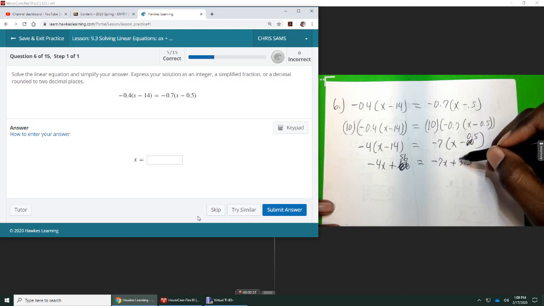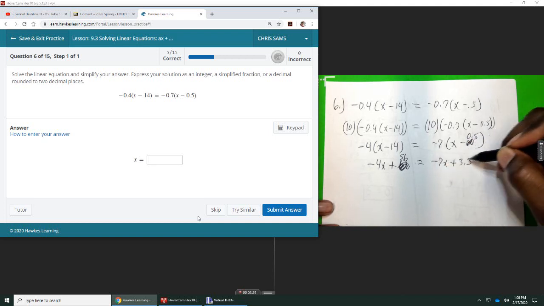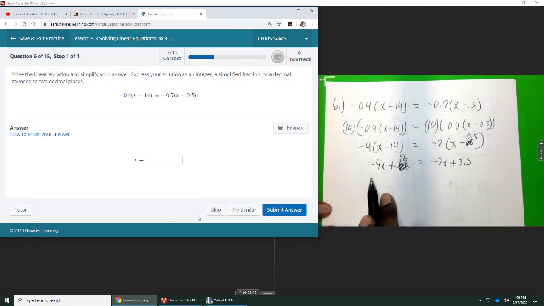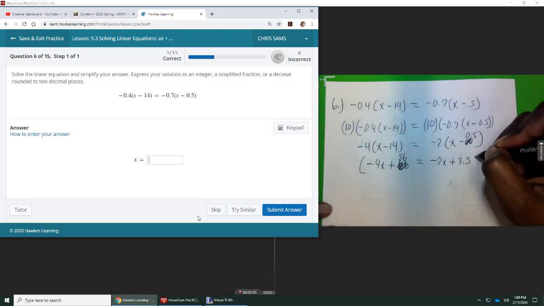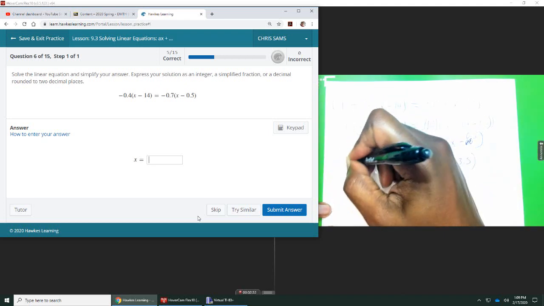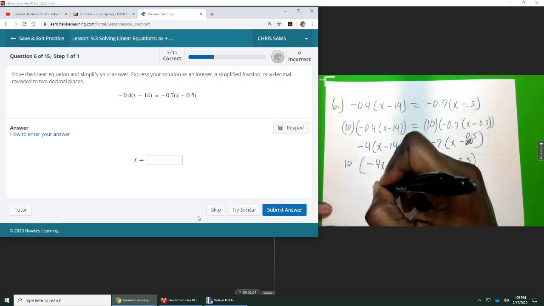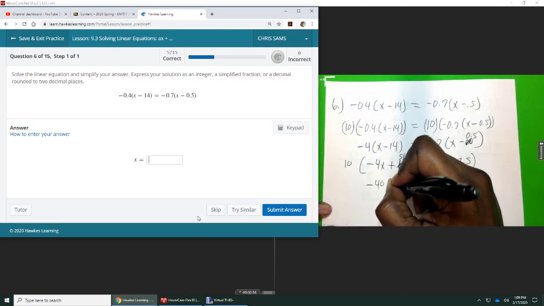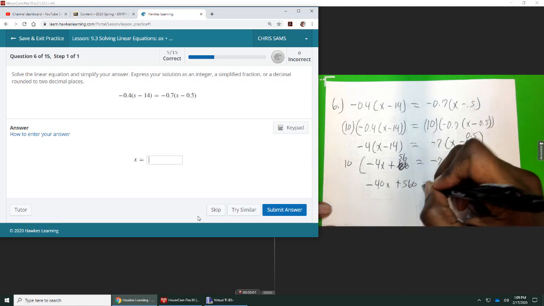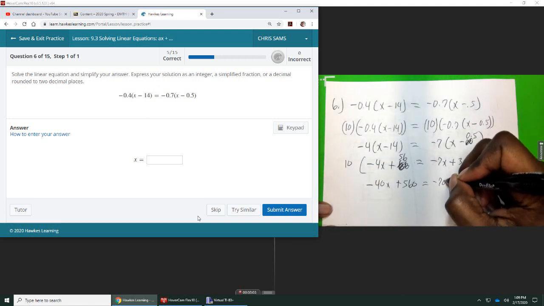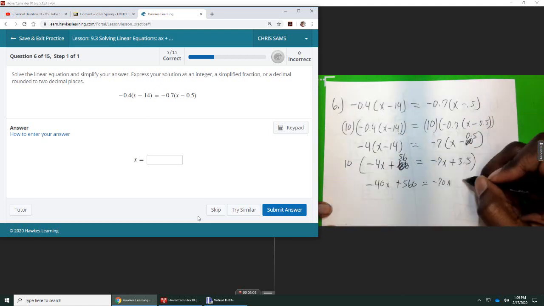So we can multiply by another power of 10 to get rid of this, but we could leave it since it's 1. But again, if you like dealing with whole numbers, we'll multiply everything by 10. So I'm going to use sloppy notation and just say we're multiplying everything by 10. So this will be negative 40x plus 560 equals negative 70x plus 35.